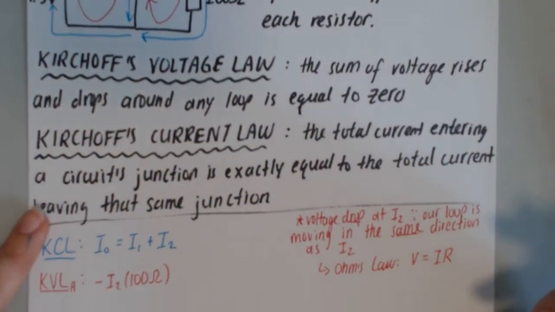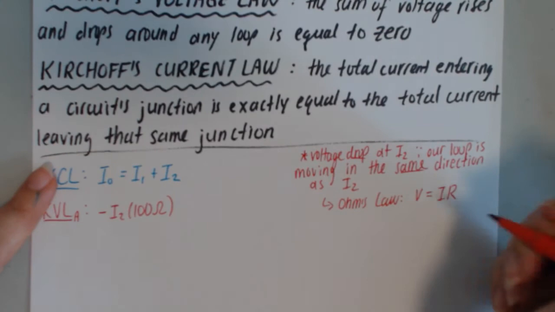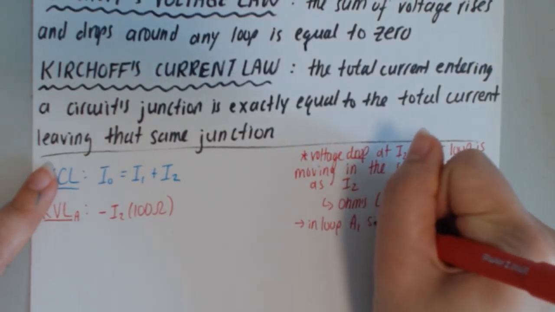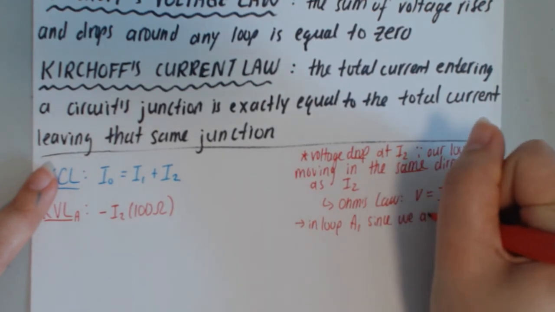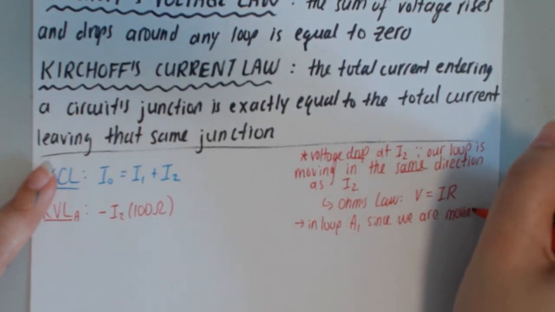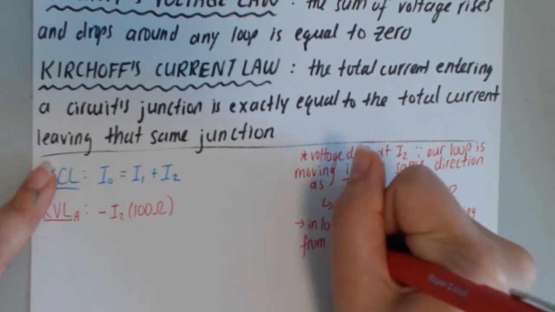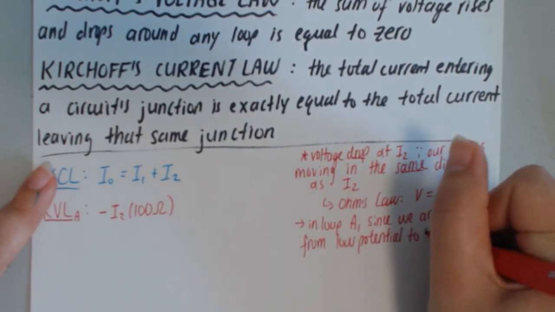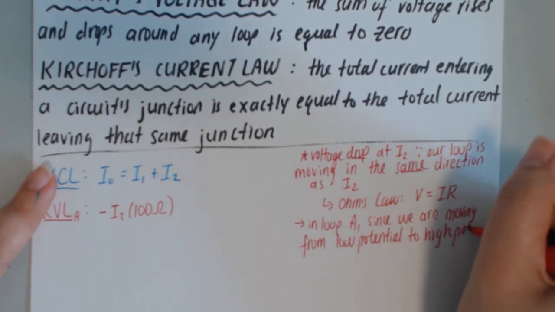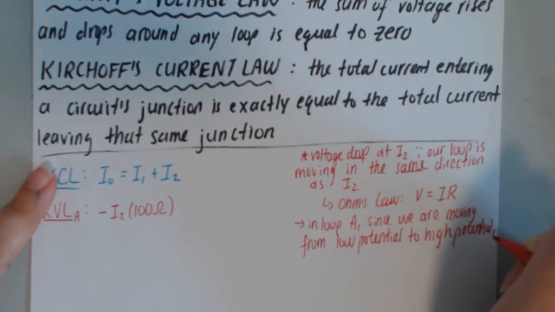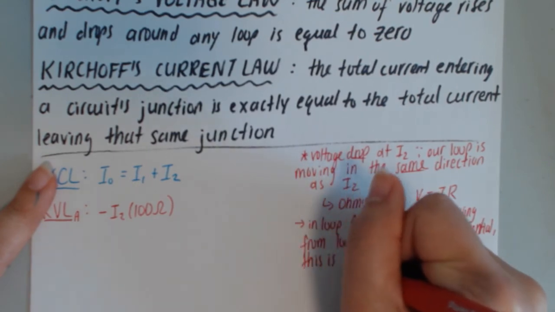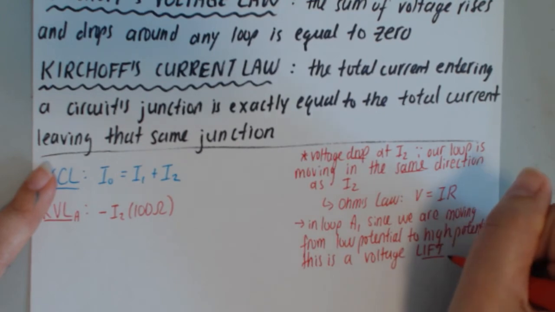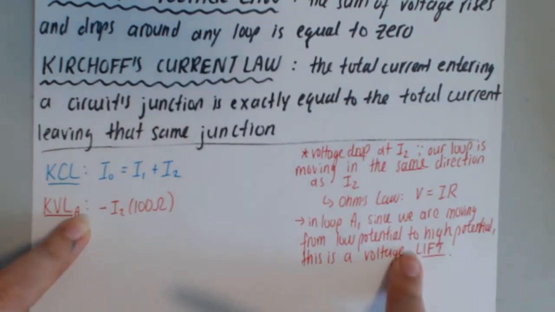Okay, so let me just make a note here as well. In loop A, since we are moving from low potential to high potential, this is a voltage lift. Okay, so this would be a drop, this would be a lift.